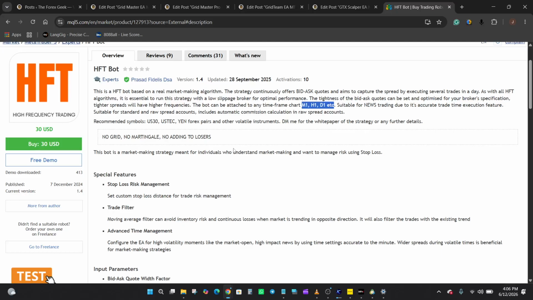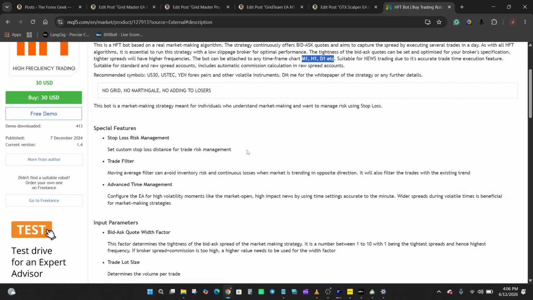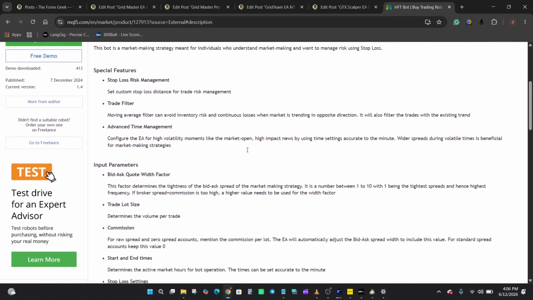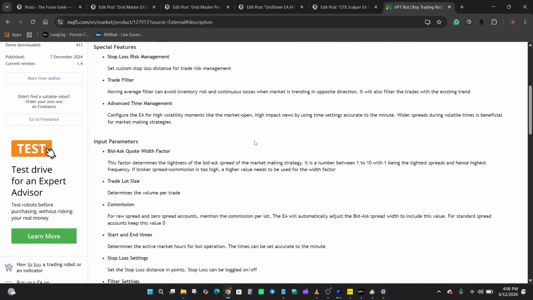Moving into the features section, risk management appears to be a key component of the EA. Users can define their own stop loss distance, allowing them to control trade risk according to their preferences. The marketplace description also clearly states that the EA does not use grid trading, martingale, or position averaging techniques.